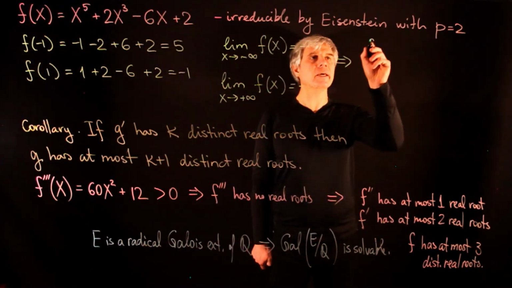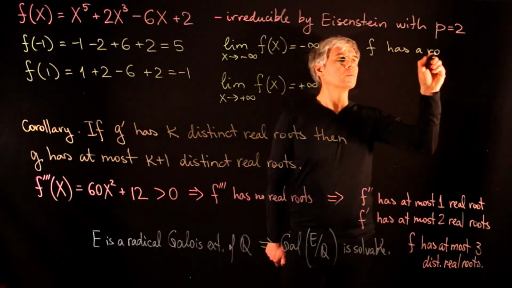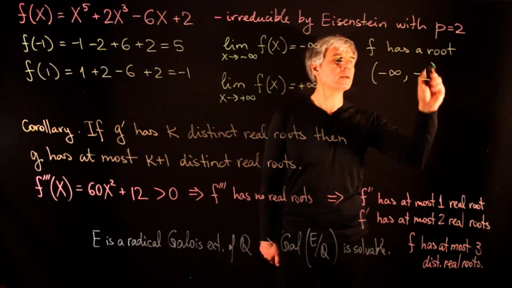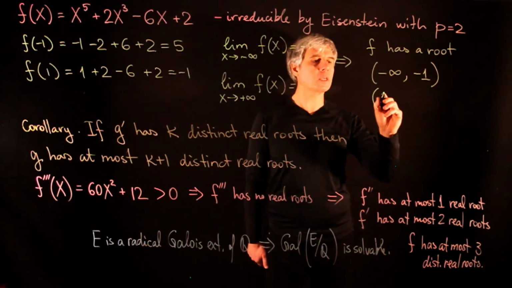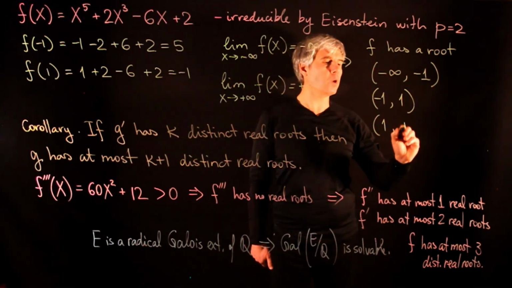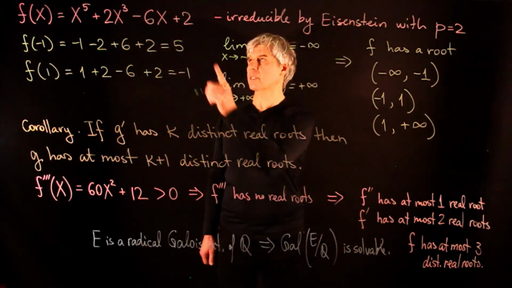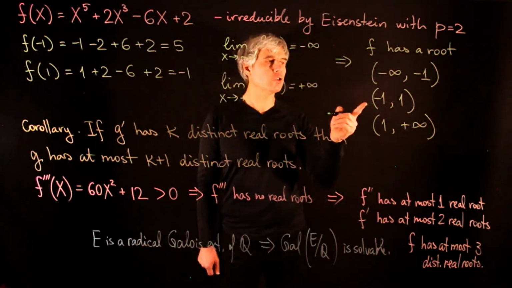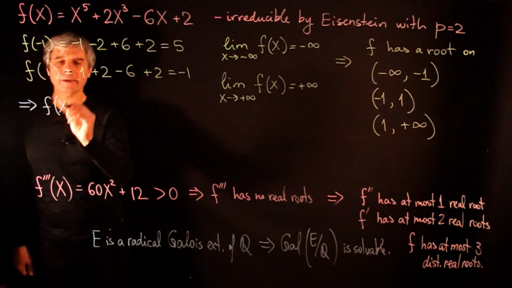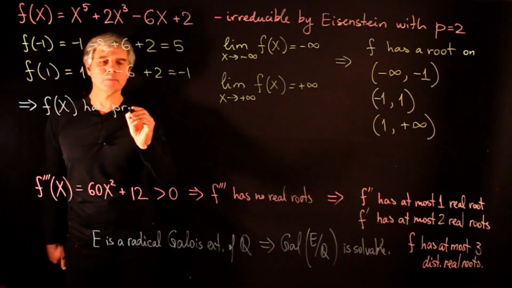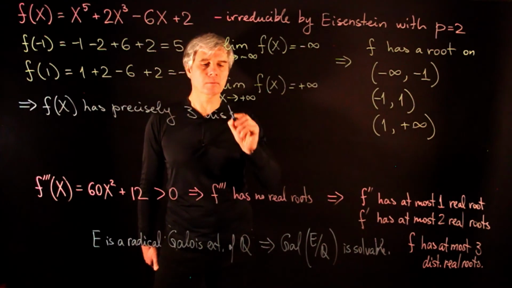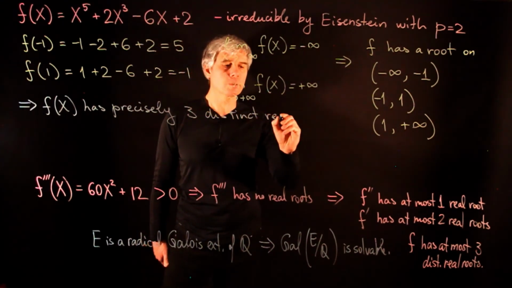This tells us that f has a root on the interval from minus infinity to minus 1, then it has a root on the interval from minus 1 to 1, and it has a root on the interval from 1 to plus infinity, since this polynomial switches sign on each of these intervals. This tells us that our polynomial has precisely three distinct real roots.